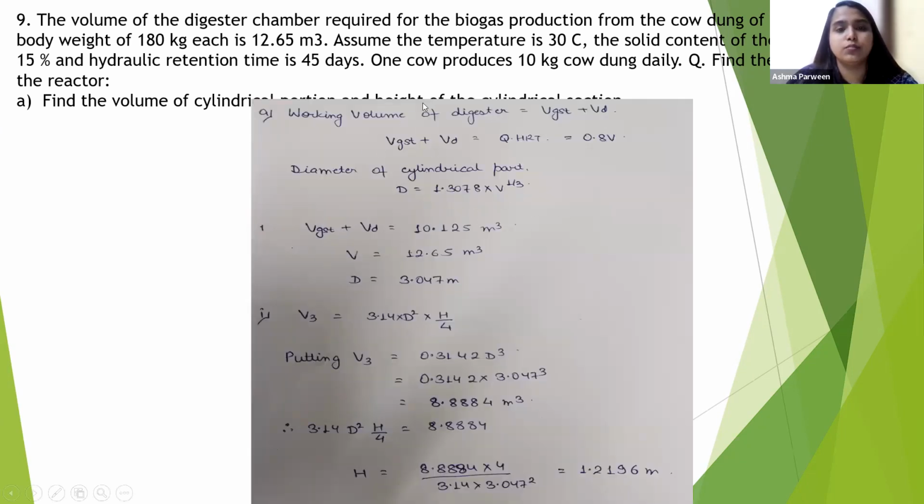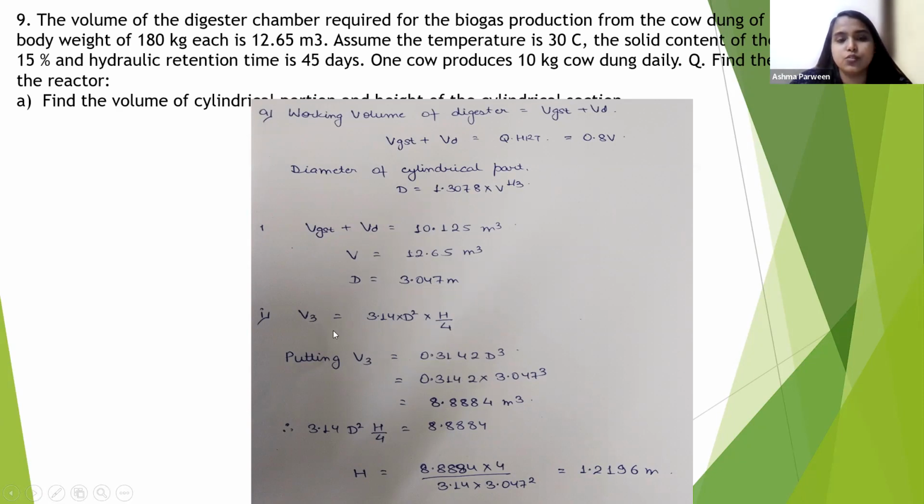We have the overall volume, that is V of the digester, 12.65 meter cubes. As we know, the diameter of the cylindrical part is related with the volume as D equals 1.3078 into V to the power of 1 by 3. We have V as 12.65 meter cubes. So we put V in this equation and we get the dia of cylindrical part as 3.047 meter. Now we have to find the volume of the cylindrical portion. The volume of cylindrical portion will be pi d square h by 4. We need d, but we don't know the height of the cylindrical part.